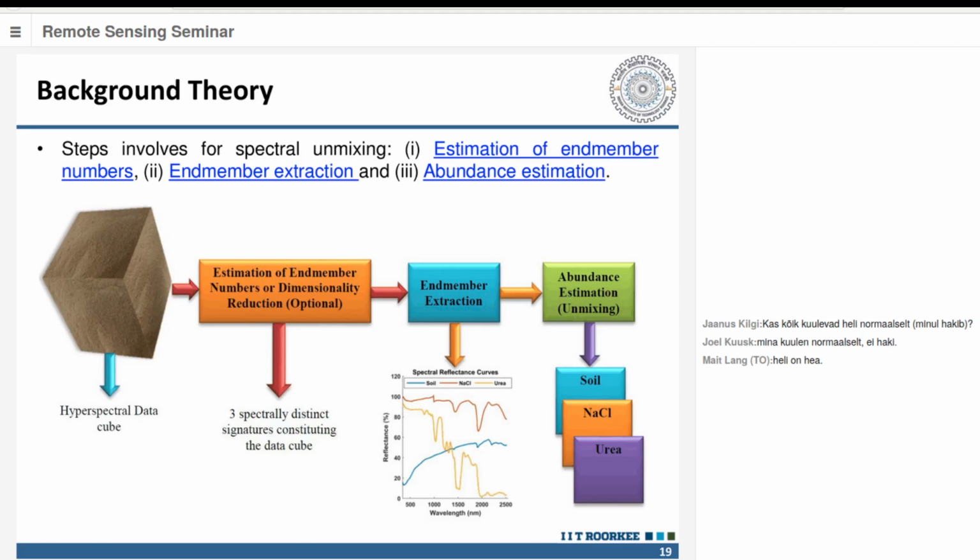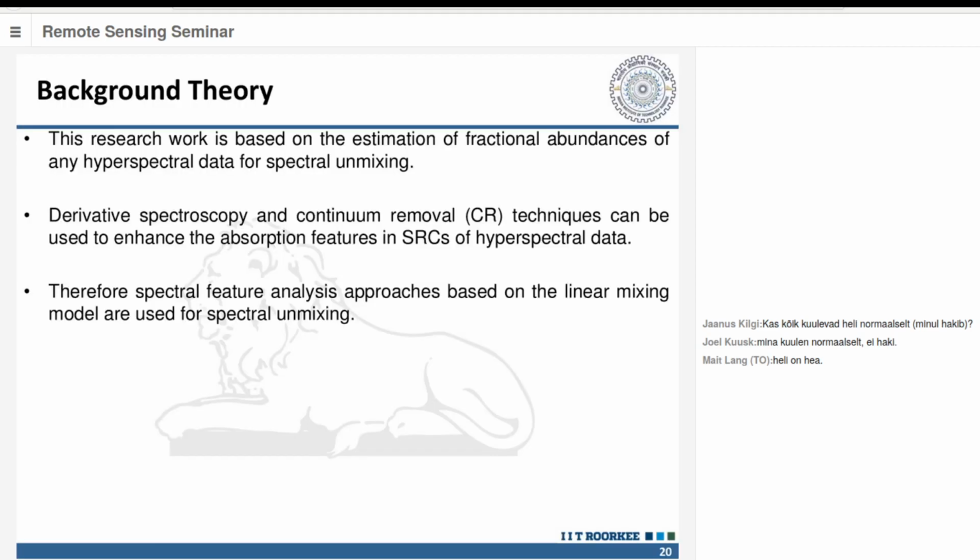Basically, three steps are involved in spectral unmixing of hyperspectral data: estimation of end-member numbers, meaning how many pure pixels are present in our data set; then end-member extraction; and third, abundance estimation, meaning the mixing ratio. So this research work is based on the estimation of fractional abundances, the mixing ratio of a mixed pixel of an object of hyperspectral data for spectral unmixing.